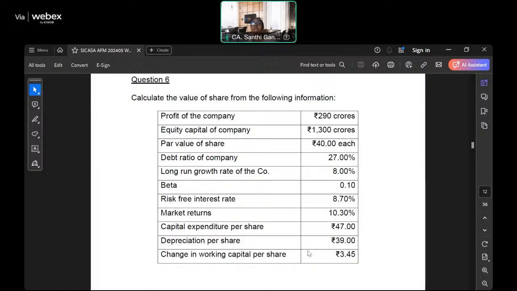When the activity level is increasing, working capital also will accordingly increase. Therefore, this is an increase in working capital. An increase in working capital, is it an outflow or inflow? Increase in working capital is obviously an outflow. So, how do we go about this?